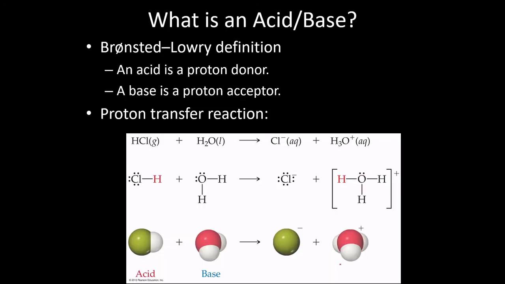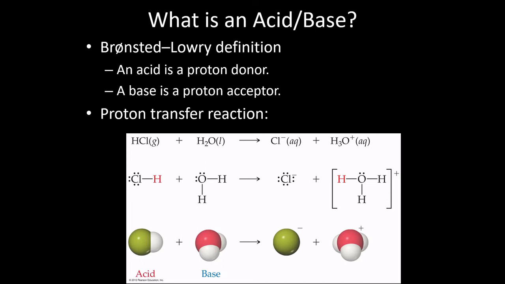Alright, so on to that definition I teased you with. This is the main definition that we are going to use in this chapter. It is called the Bronsted-Lowry definition, and it is much simpler than the Arrhenius definition. According to Bronsted-Lowry, an acid is a proton donor, and a base is a proton acceptor.